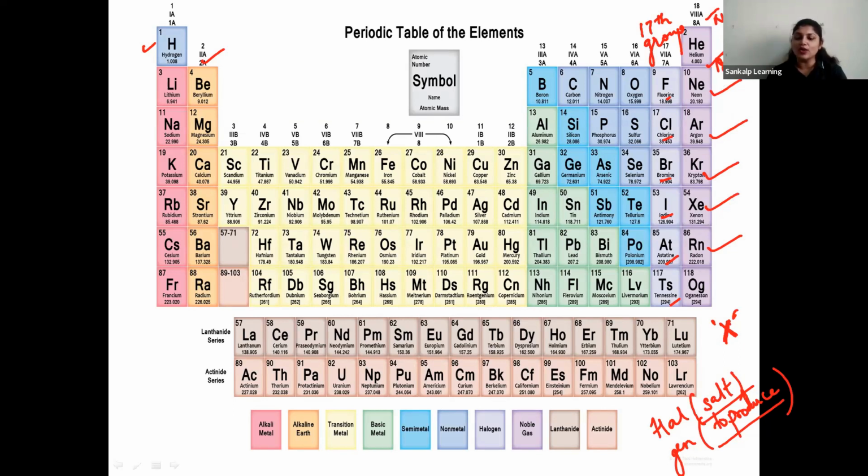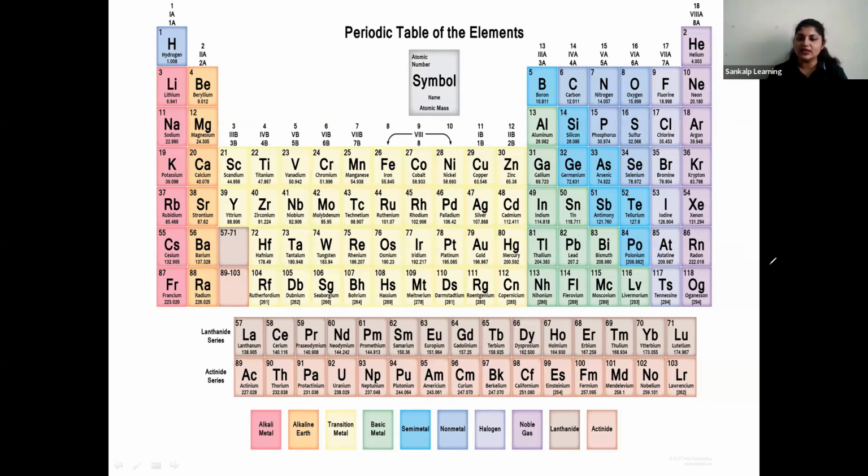These are all odorless. What are the properties of these elements? They are odorless. Odorless means what?